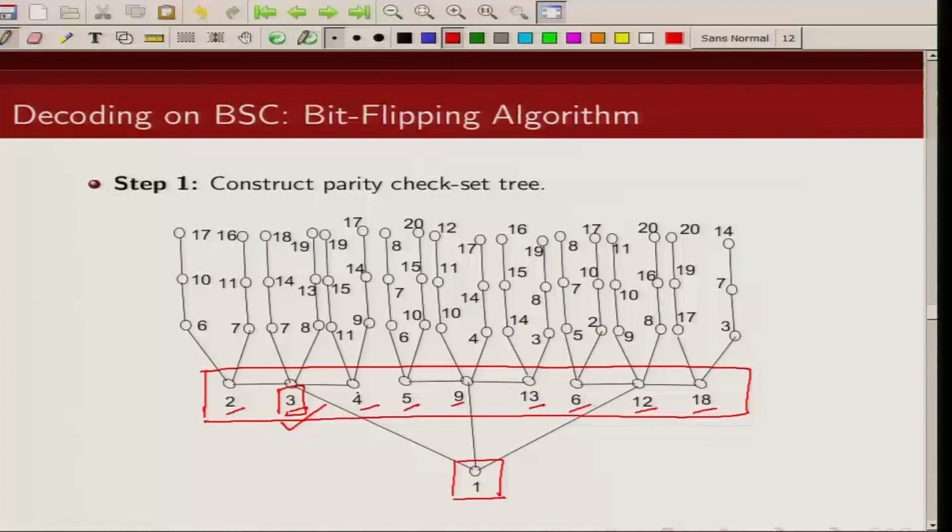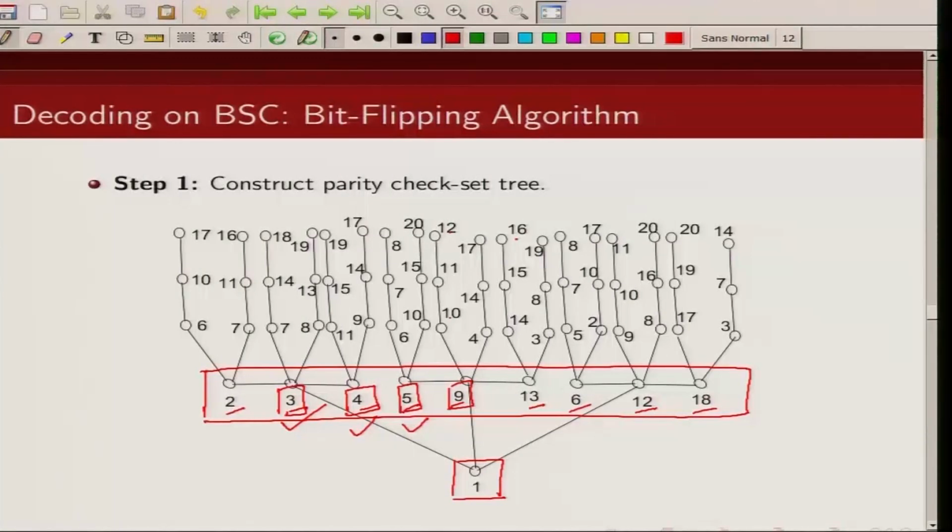What about 4? 4, 11, 15, 19, they were not received in error. Similarly, 4, 9, 14, 17 were not received in error. So these parity check sets will be satisfied. 5, 6, 7, 8, this will be satisfied. 5, 10, 15, 20, again these will be satisfied. Similarly, 9, 10, 11, 12, no error in any of the bits, so this parity check equation will be satisfied. Similarly, 17, 14, 4, so this will be satisfied.